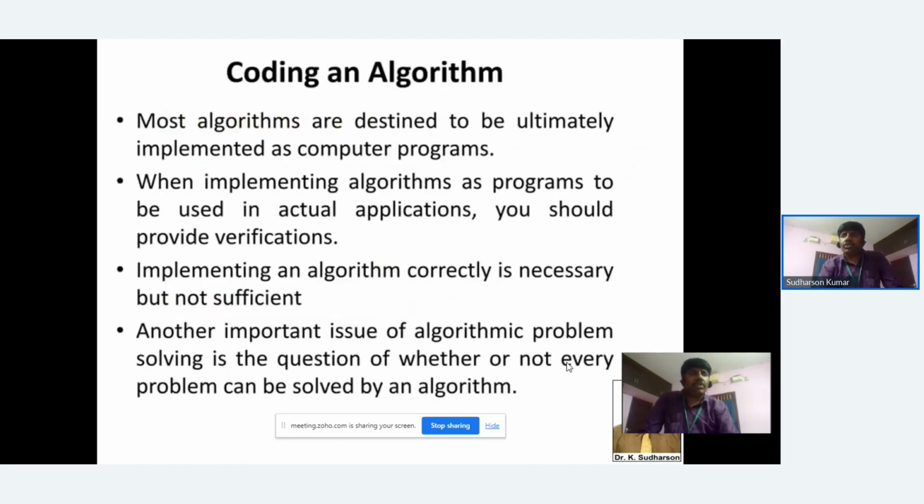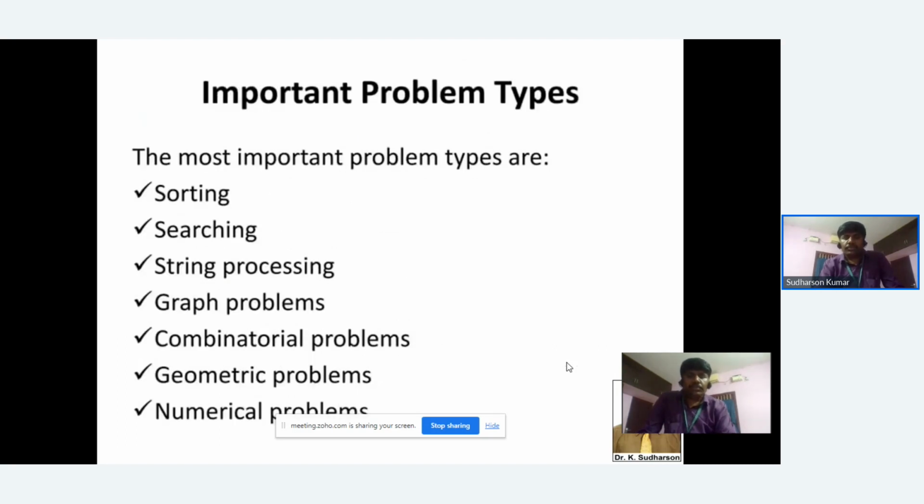The final step is you have to code the algorithm. Once you have done all those steps, you can code the algorithm using any language. So you know how to code the algorithm.